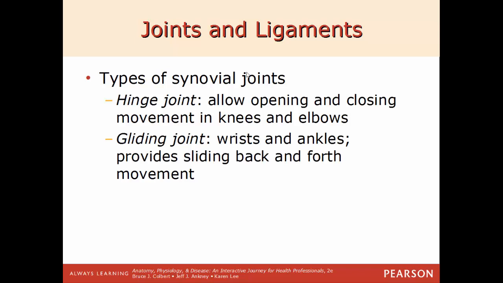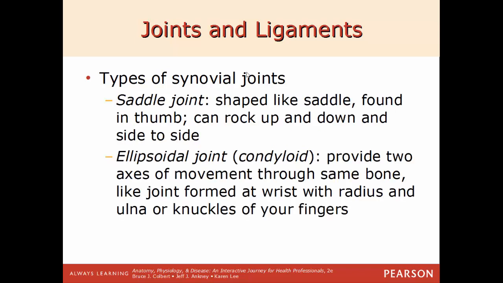It can't go in anything else. It just opens and closes. You also have a gliding joint, which you will find in the wrist and in the ankles. This will provide for a sliding back and forth movement, also called a plane joint. A saddle joint, it's shaped like a saddle that you would put on a horse. That's found within the thumb, and it can rock up and down and also side to side.